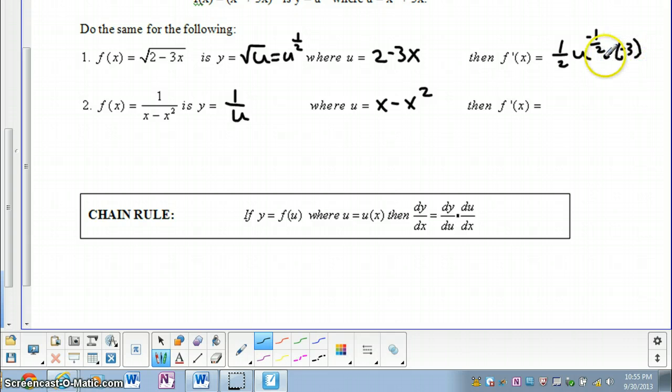So this is multiplication here. Our derivative of y with respect to u times derivative of u with respect to x. Our last step will be substituting back in for u, so now that the whole item will be with respect to x.